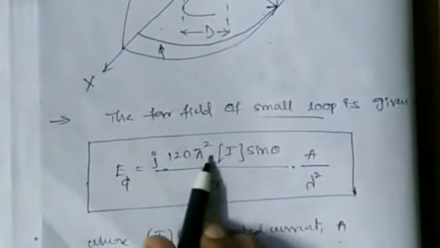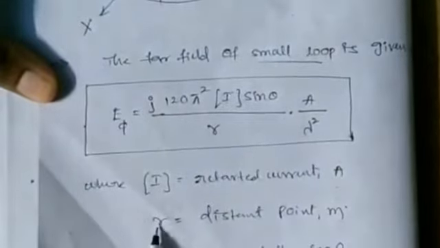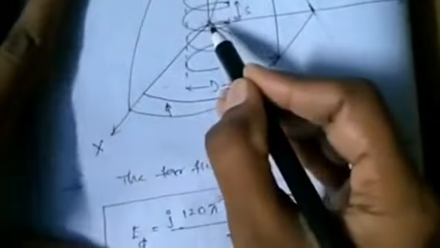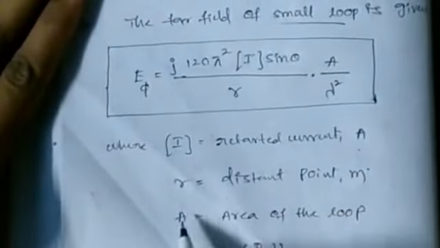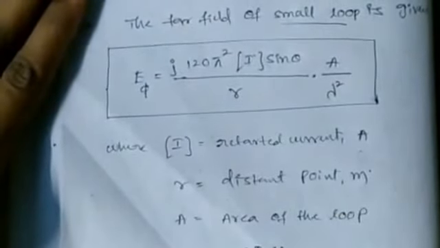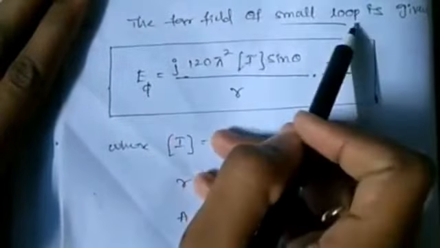Now see here, the far field of the small loop is given by j into 120 pi square I into sin theta by r into A by lambda square. Here I is nothing but the retarded current, the units are amps, and r is the distance from the origin to the far field point, in meters. A is nothing but the area of the loop. Here we are seeing the far field of the small loop.